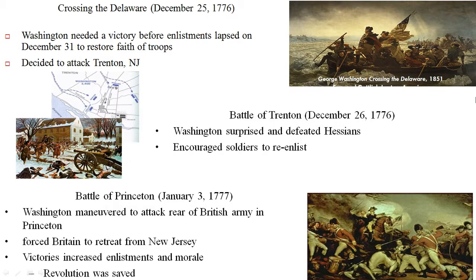Washington knew that he needed a victory before those enlistments were up, and so he decided to attack the Hessians at Trenton. That victory certainly boosted morale, as did the victory in the Battle of Princeton, which forced Britain to retreat from New Jersey. These victories increased enlistments and morale, and the text suggests the revolution was saved.